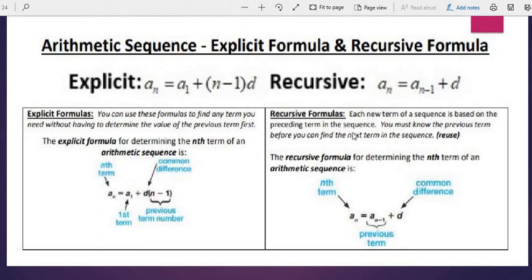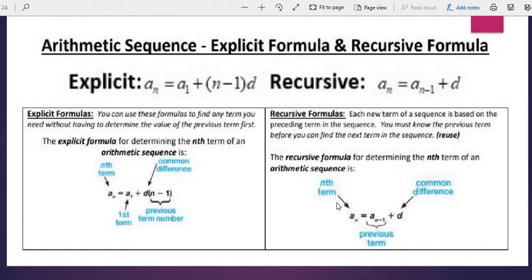Now recursive rule. The recursive formula of the rule, each term of a sequence is based on the preceding term in the sequence. You must know the previous term before you can find the next term in the sequence. Think of it as recursive reuse. So you're going to reuse the last term that you just put in there, just like what we did in the previous problems.